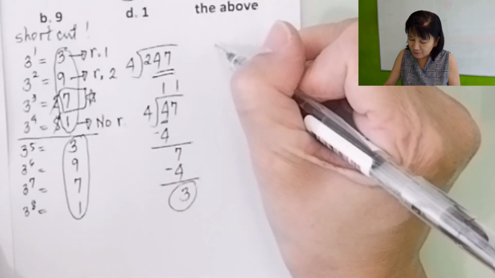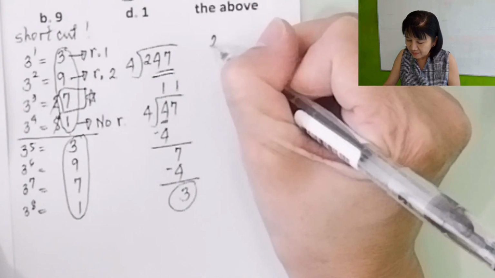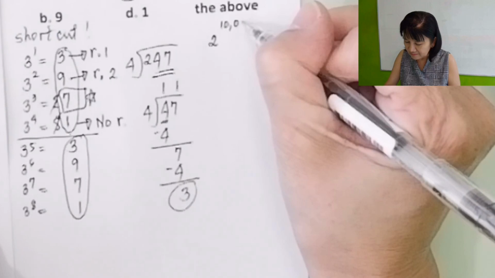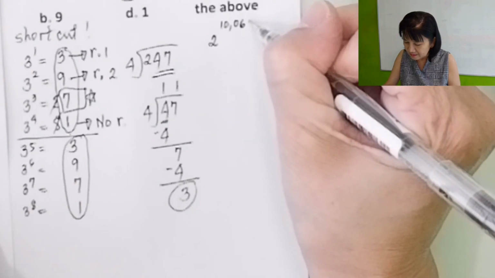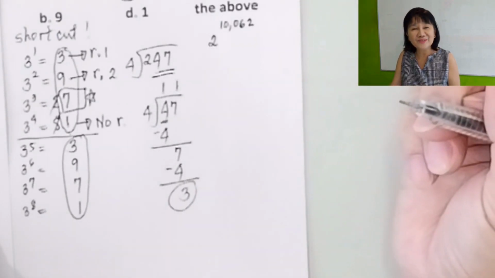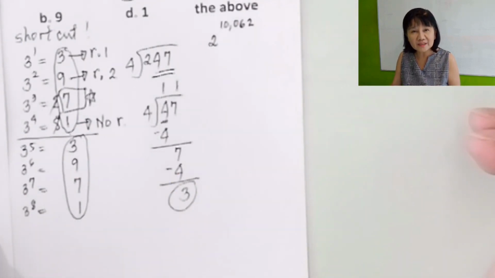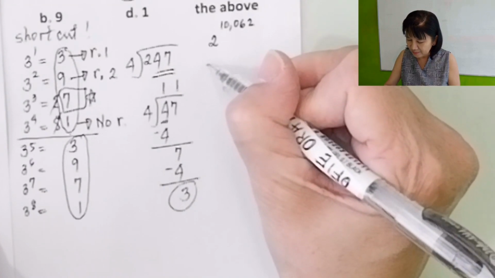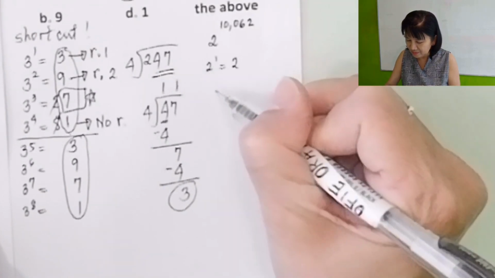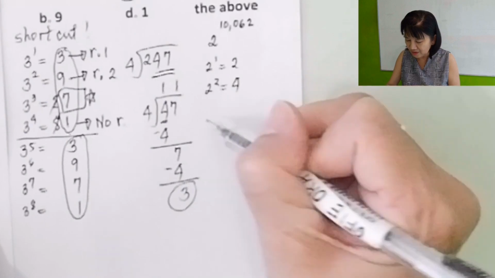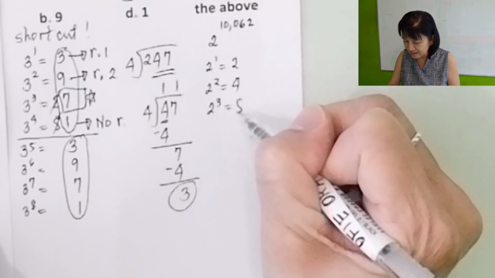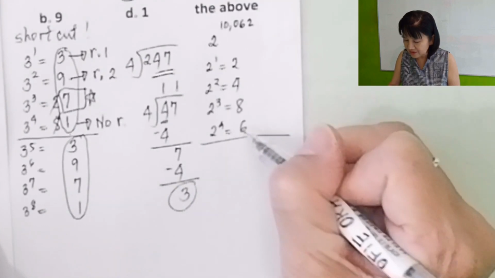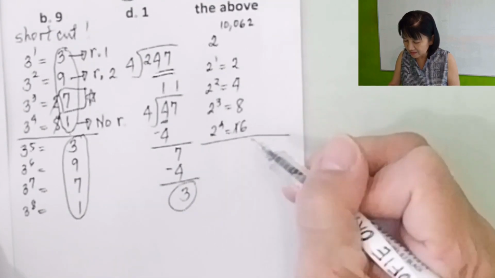What if you're asked to find the last digit of 2 to the, let's say, 10,062? What do? You also look for the pattern, just like what we did here. So you look for the pattern. 2 to the 1 is 2. 2 squared is 4. 2 cubed is 8, and 2 to the 4th is 16. But we're interested of the last digit only, so you cancel 1.